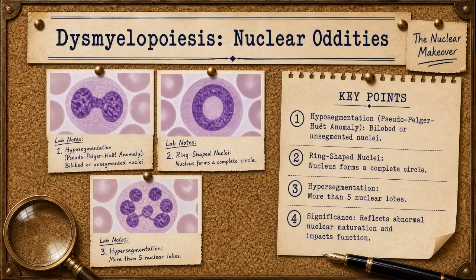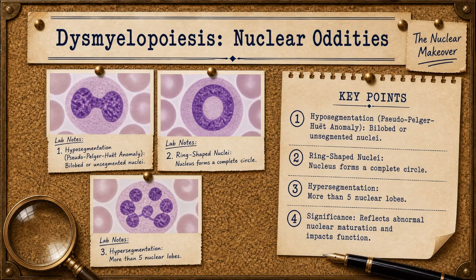Alright, histotechs, we've talked about granulation, now let's delve into another fascinating aspect of dysmyelopoiesis, abnormal nuclear shapes in myeloid cells. The nucleus of a neutrophil, which should normally be segmented into 2 to 5 lobes, can take on some rather bizarre forms in MDS, and recognizing these is crucial.